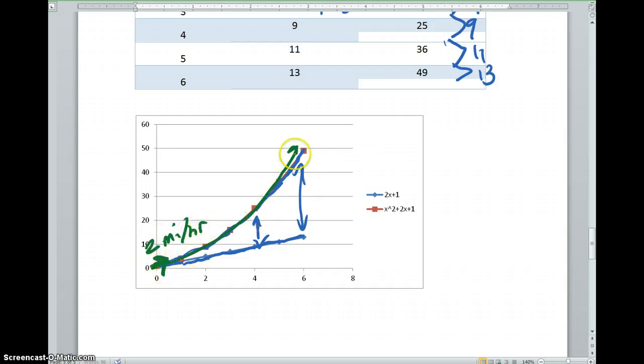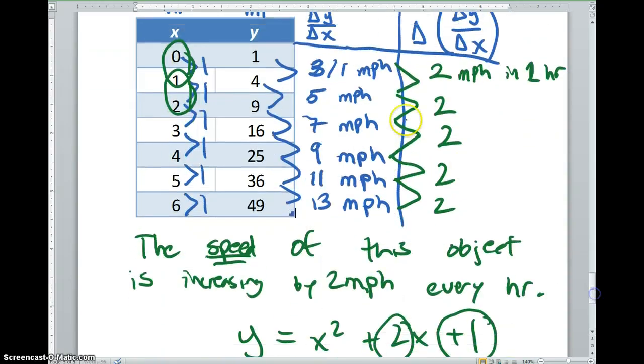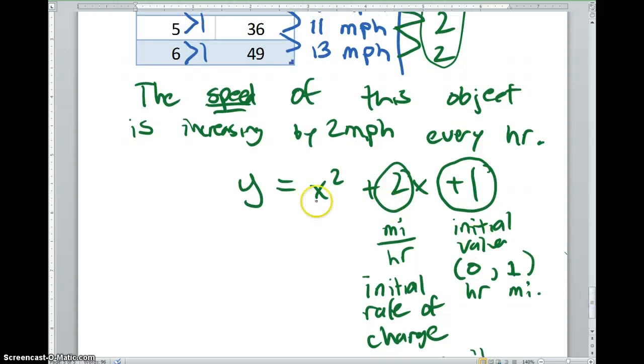Now, because there's so much curvature, it's only moving that fast at takeoff. But we notice right away that the slopes are constantly going up. They're going up by 2 miles per hour every hour. So where does the 2 come from? We can see where the 1 and the 2 come into play, because we're used to that idea, but there must be something regarding this term that tells us about the variable rate of change.